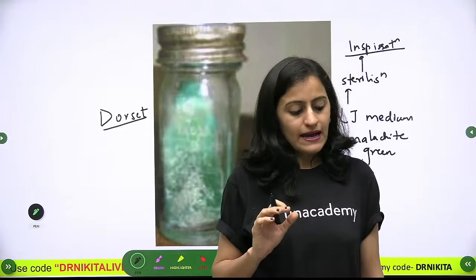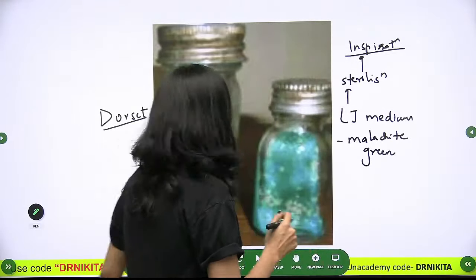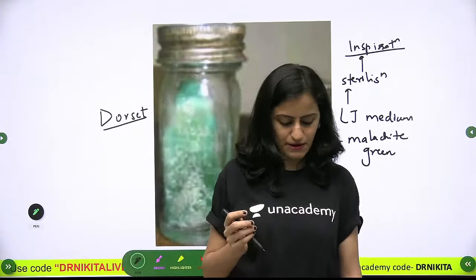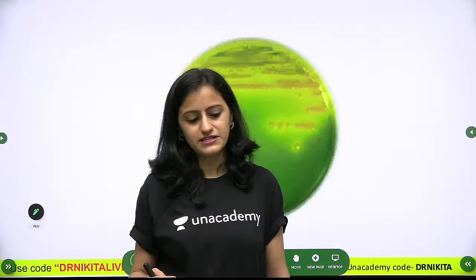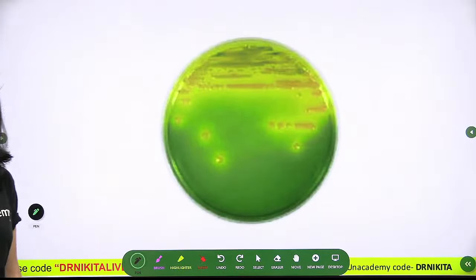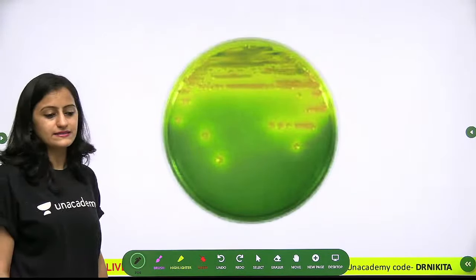Alright. And how are the colonies described? The LJ medium colonies? Rough, tough and buff. Right, the buff colored, rough, tough, buff colonies for mycobacteria. Okay, let's go to the next one. What culture medium is this and what bacteria is this?